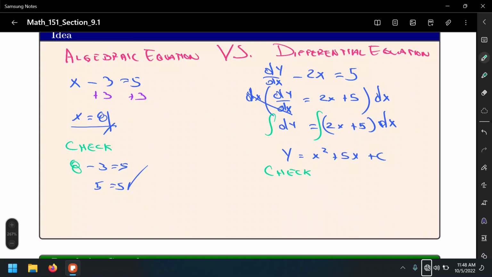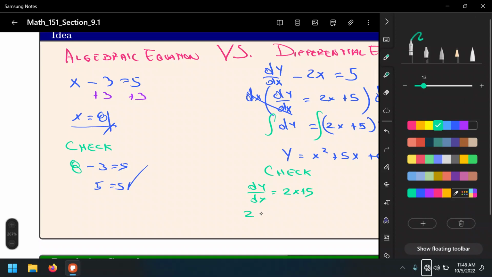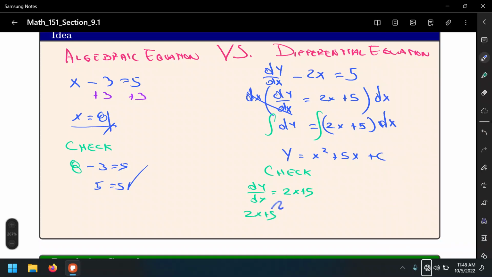Let's find the derivative, because our equation calls for the first derivative, and that's again 2x plus 5. So when we put this in the differential equation, 2x plus 5 minus 2x equals 5. Cancel 2x with negative 2x, and 5 equals 5. Again, this is a legitimate solution because when we check the solution, we get the same quantities on both sides.